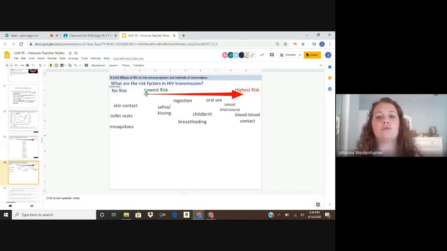Now going into the lowest risk of transmitting HIV to the highest. Saliva and kissing is on the lower end of being able to contract HIV. And as we go through this, the risk increases. So ingesting it, breastfeeding, childbirth, oral sex, sexual intercourse, and blood-to-blood contact is the highest. So you can see here that the highest risk is when bodily fluids are interchanged, especially blood-to-blood contact.